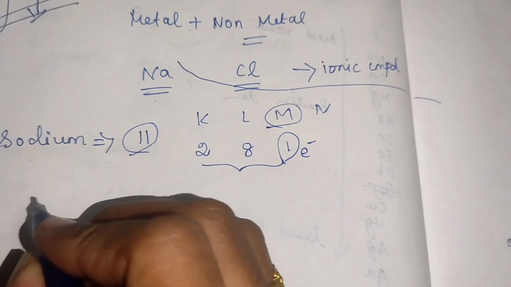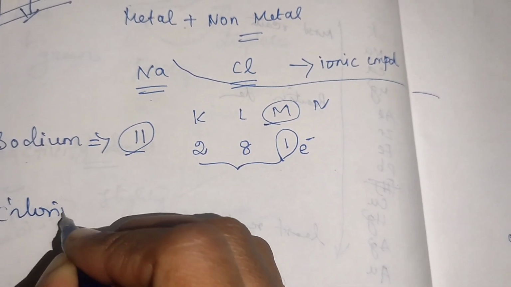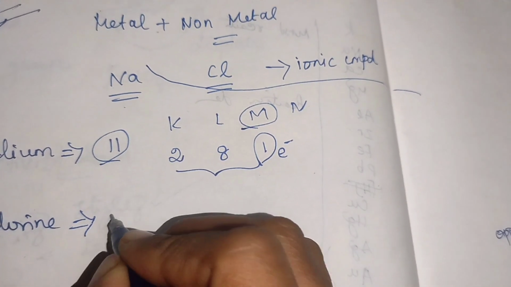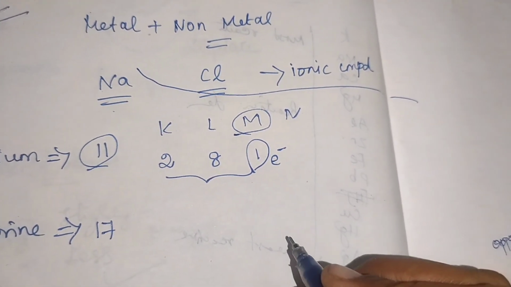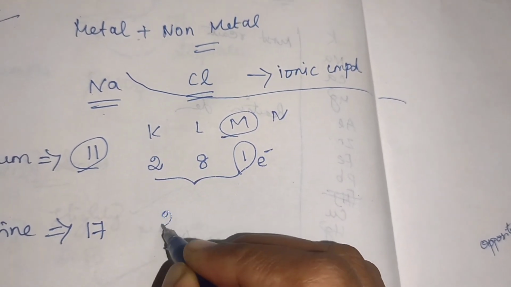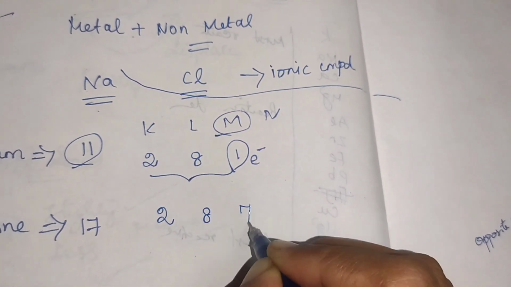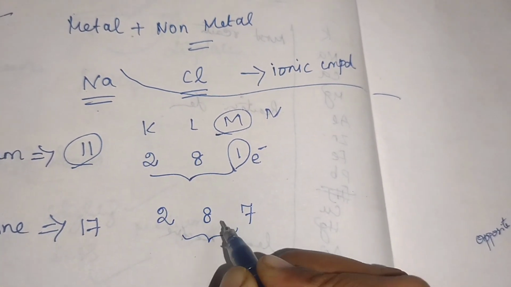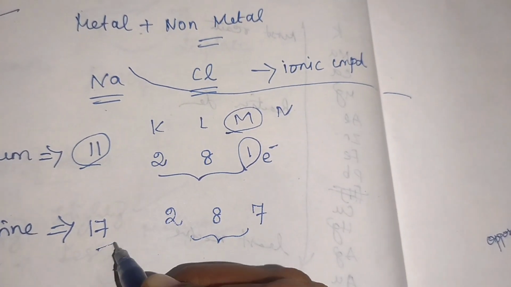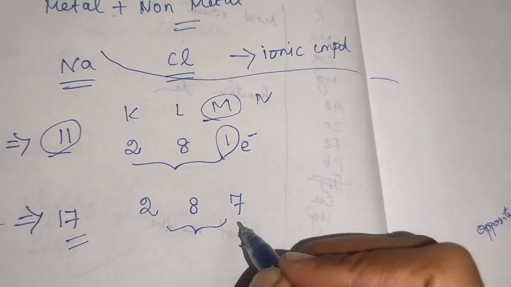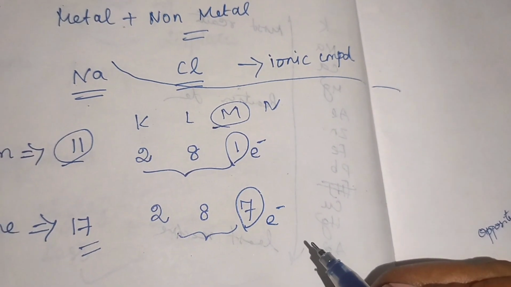Now see chlorine. Chlorine's atomic number is 17. Now fill the electronic configuration. It contains 2 electrons here, 8 electrons here, and 7 electrons here. Now add these: 2, 8, 7, that is 10, 15, 16, 17. This is the atomic number. So chlorine contains 7 electrons in its outermost shell.